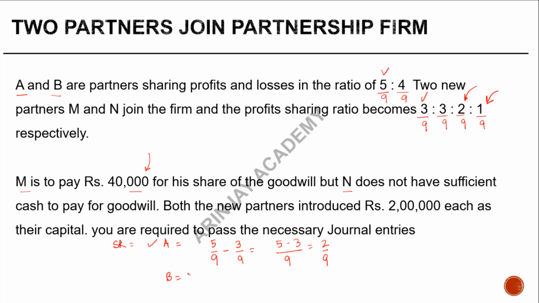Let's look at B. B's old share was 4/9. His new share is 3/9. So what he has sacrificed is 1/9, right? 4 minus 3 or 1/9. So the ratio in which they have made the sacrifices, A to B, is 2:1, or in other words 2/3 and 1/3.